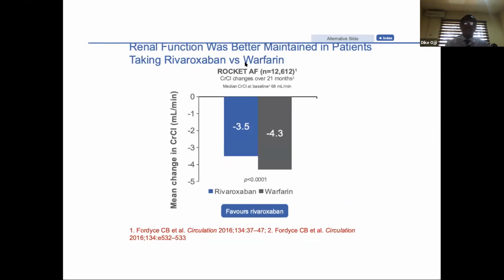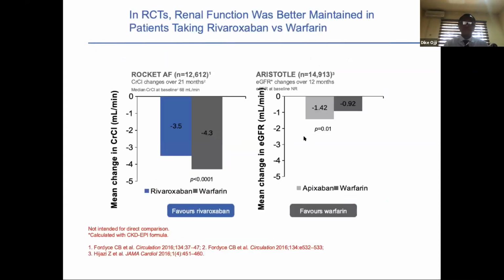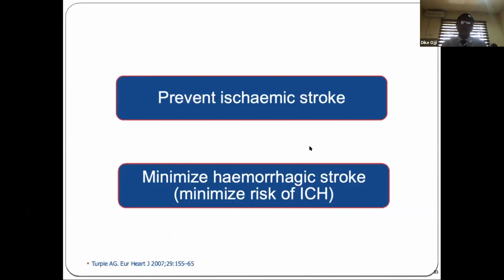And if you look at this, this is the ROCKET study. In the ROCKET study, they compared rivaroxaban and warfarin in non-valvular atrial fibrillation. And you can see there in terms of renal function, the renal function was better in the rivaroxaban group compared to the warfarin group. And this also shows, this is the ARISTOTLE study, and that is the ROCKET study. You can see the advantage that rivaroxaban has when it comes to renal protection compared to warfarin. Even when you compare apixaban and warfarin, you can see that apixaban didn't have too much advantage for renal protection.